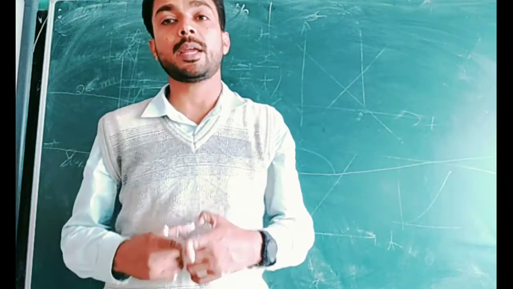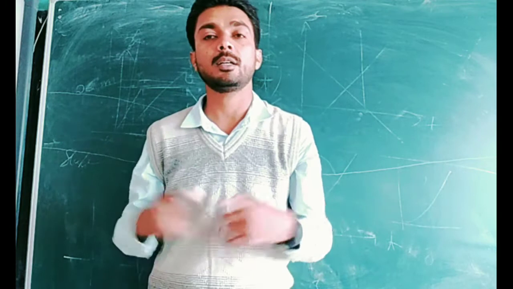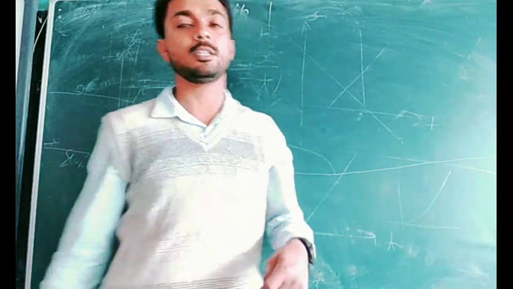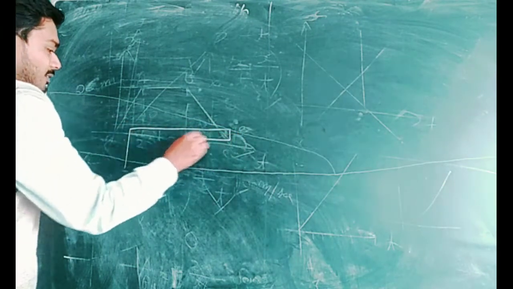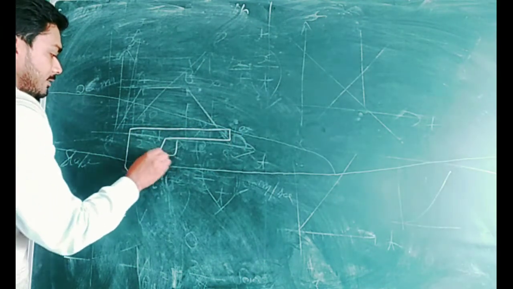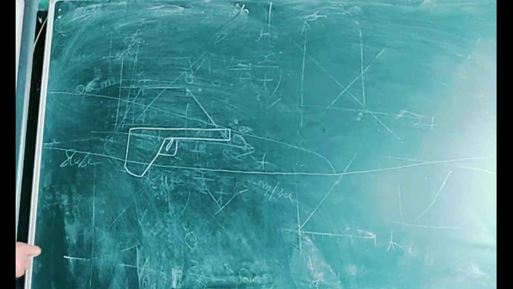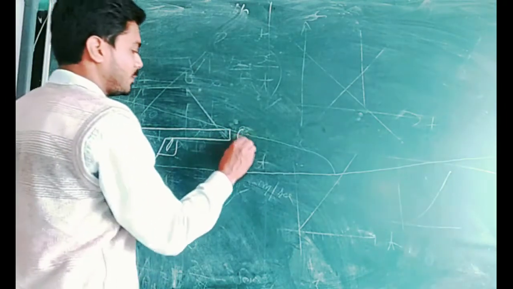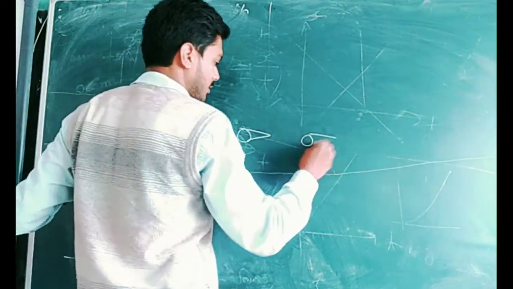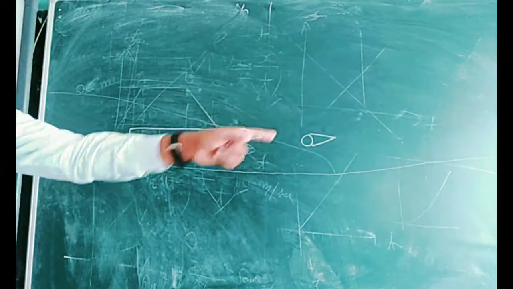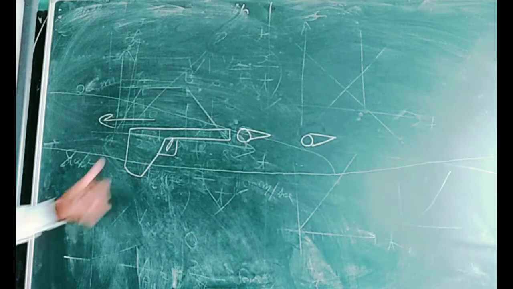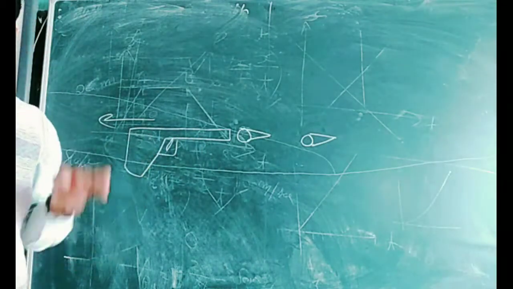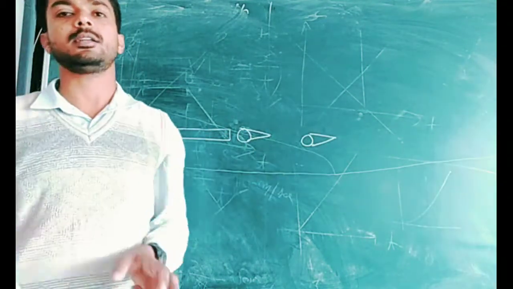There are so many practical applications of the third law. The first application is, students, whenever you fire a gun, when the bullet gets released from the barrel of the gun, the gun bounces back. The gun recoils itself. Whenever you fire a gun, the gun recoils itself.